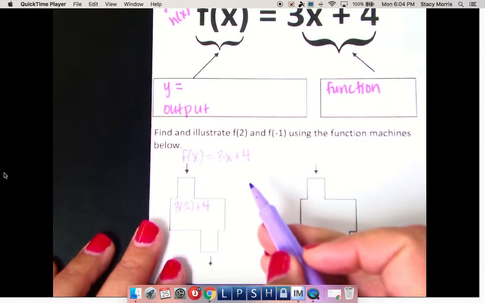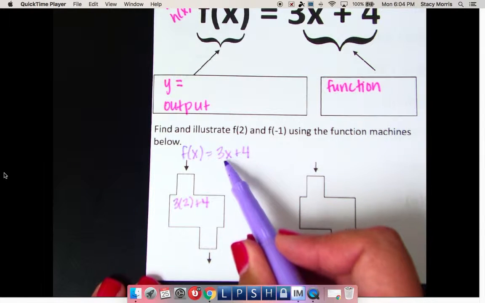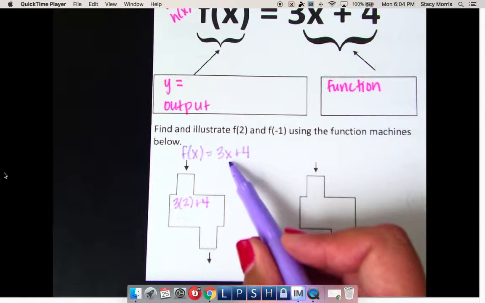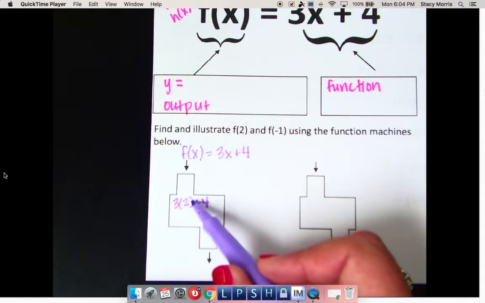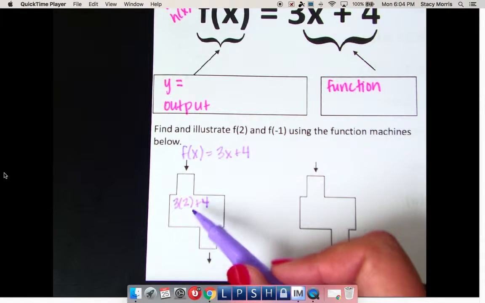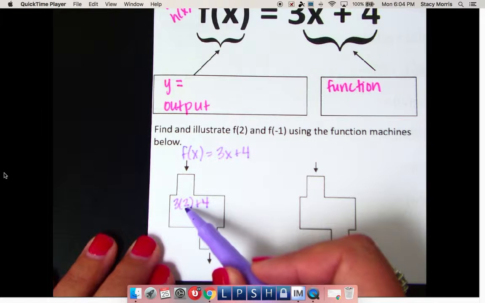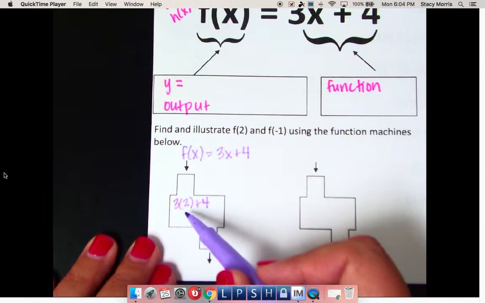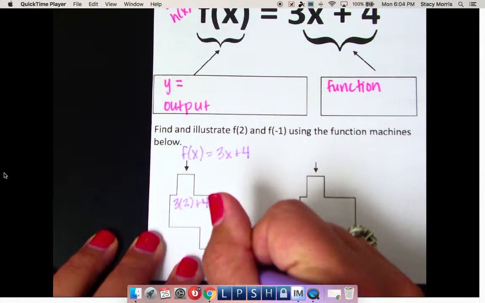Just a reminder how I knew that. When we have 3x, that actually means 3 times x. So I have to put some kind of multiplying symbol there. I could put the dot if I wanted to, but if I just put 3 and 2 together, then it changes to 32. So you have to actually multiply. 3 times 2 is 6, and 6 plus 4 is 10.